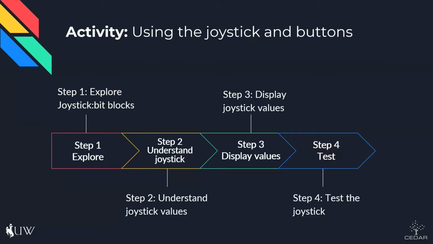Step 1 is going to be exploring the Joystick Bit blocks in MakeCode. In Step 2, we'll talk about how the joystick works and its values. In Step 3, we'll write code in MakeCode to display the joystick values on our Joystick Bit. And in Step 4, we'll test it all out.